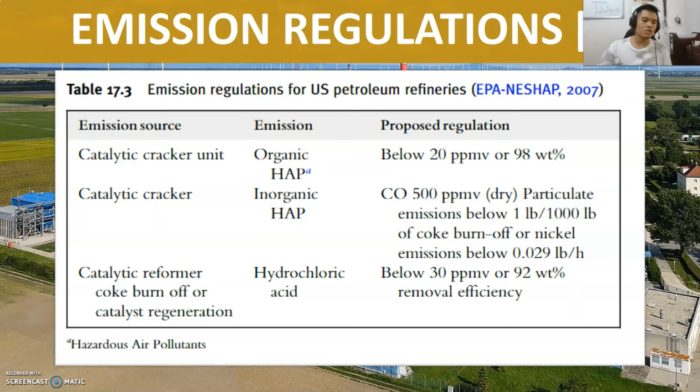Lastly, from the emission source of a catalytic reformer, coke burn-off or catalyst regeneration, its emission is hydrochloric acid. Its proposed regulation must be below 30 parts per million volume or 92% removal weight efficiency.